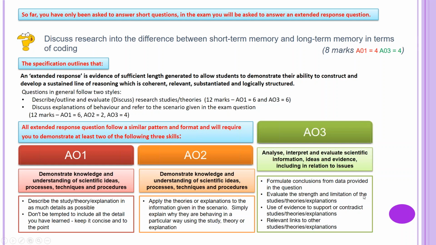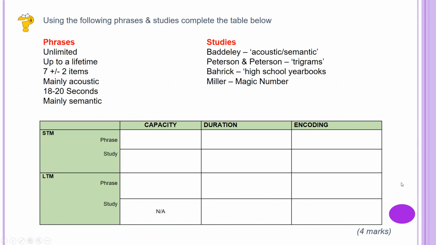All extended response questions follow a similar pattern and format and will require you to demonstrate at least 2 of the following 3 skills. AO1: demonstrate knowledge and understanding of scientific ideas, procedures and techniques. AO2: demonstrate knowledge and understanding of scientific processes and techniques and apply the theories. AO3: analyze, interpret and evaluate scientific information, ideas and evidence. So, using the following phrases and studies, complete the table below.